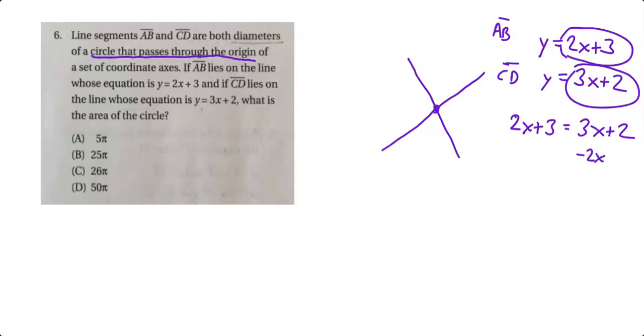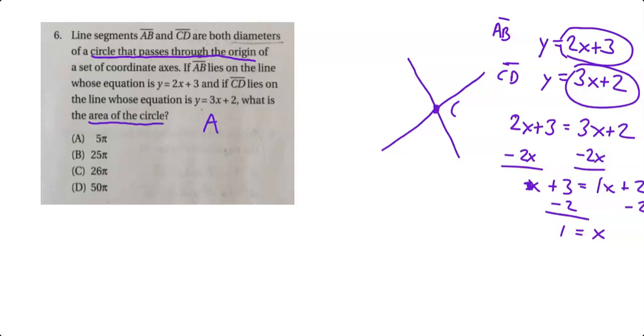So we subtract 2x to get 1x plus 3. I'm sorry, that's 3 equals 1x plus 2. Then we subtract 2 and get 1 equals 1x, or x equals 1. Okay, so now we know the x-coordinate of the center of the circle. They're wanting to know the area of the circle. And so in order to find the area, we need to know the radius, because the formula for area is pi r squared.